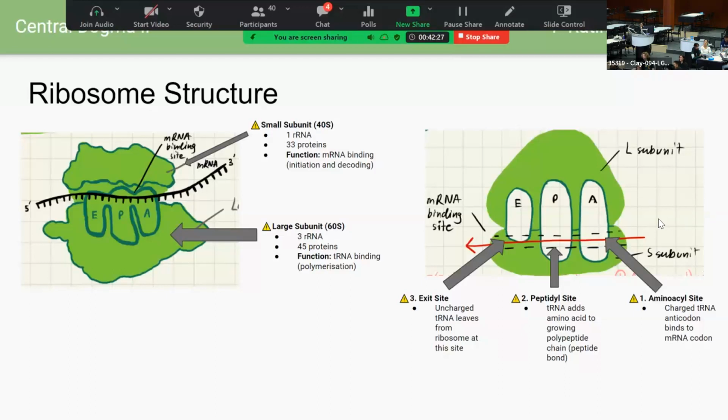The amino acid site is where the charged tRNA with the amino acid attaches to the mRNA codon. Peptidyl, because that one there is growing the polypeptide chain. That makes sense. Exit site is where it leaves. So very self-explanatory.